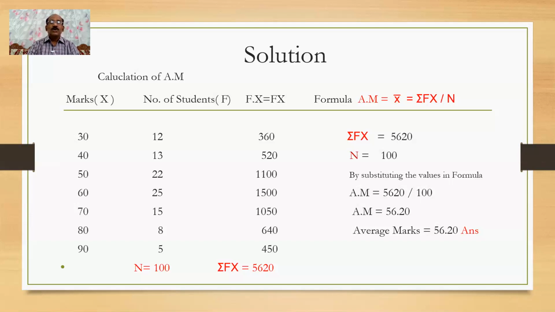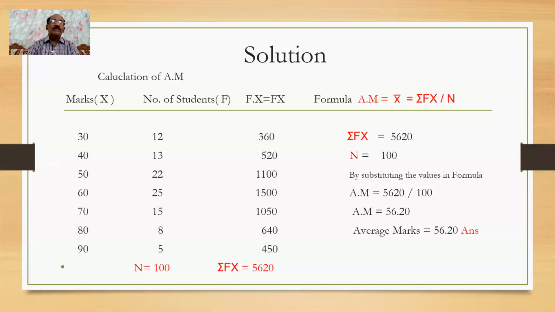Here, sigma fx is equal to 360 plus 520 plus 1100 plus 1500 plus 1050 plus 640 and 450, which is 5620. That means sigma fx is equal to 5620. In the formula, what is the formula? X bar is equal to sigma fx by N. Here we calculated the sigma fx value, that is 5620. Next, N is needed.